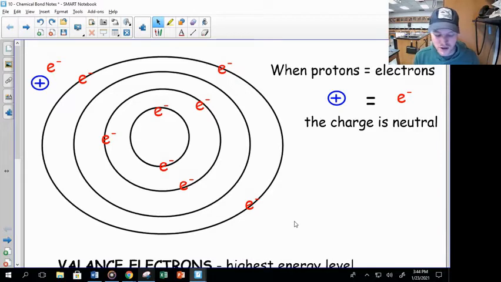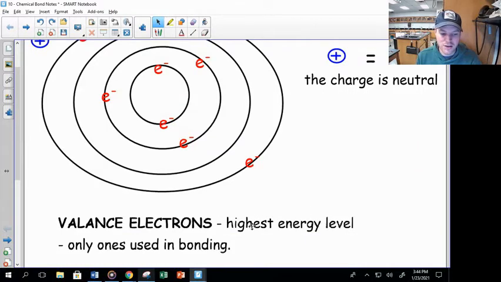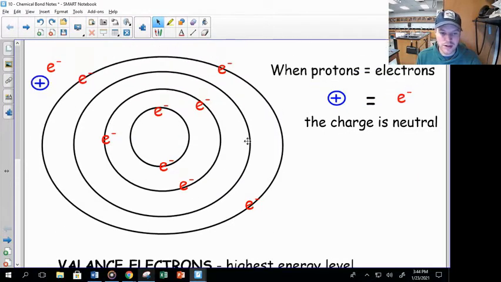Before I get you guys to start on your notes, let's do a couple of things to review. So just a reminder, when your protons equal your number of electrons in an atom, that means your charge is neutral because those positive and negative charges are canceling out, okay? And valence electrons are electrons in the highest energy level. They're the only ones used in bonding.